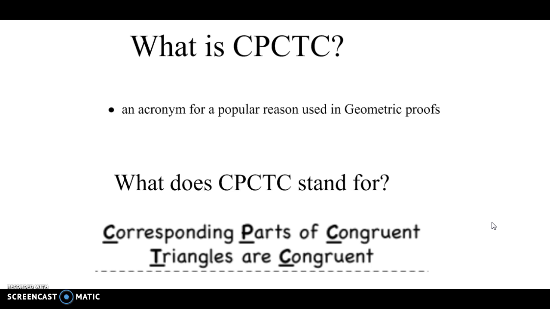And I've underlined the letters for CPCTC. So C, P, C, T, C. So ultimately, what CPCTC stands for is I know that these triangles are congruent, so I can say that any corresponding part of them are congruent as well. So that's ultimately what that's saying.